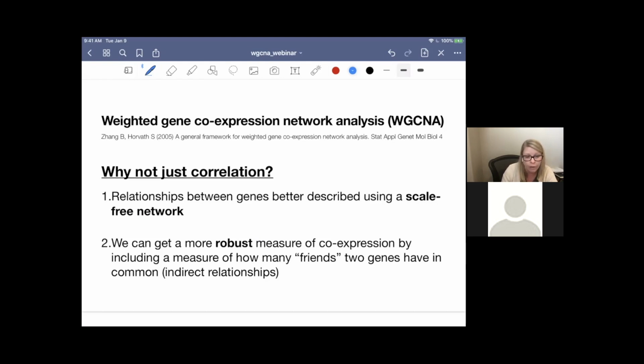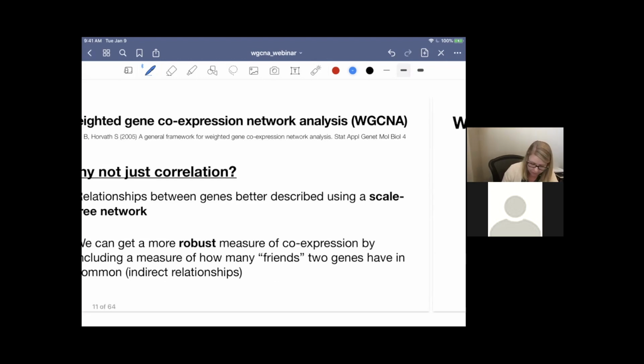about what I mean about a scale-free network. And then the other added benefit of weighted gene co-expression network analysis is that beyond just the scale-free network concept, we're also adding a more robust measure of co-expression. So now, instead of simply looking at the association between gene A and gene B, we're also going to take the approach of what are their indirect associations. So from a social network type perspective, are their friends with each other? And again, we'll talk just a little bit more about that in the next few slides.